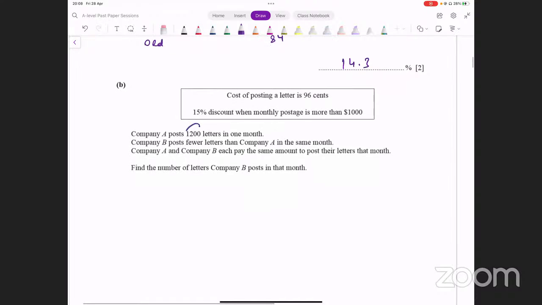Okay, we can easily find the cost of 1200 letters, right? 1200 into 0.96. What will be the total cost of company A? Let's evaluate this first of all. 1200 into 0.96, this turns out to be $1152. That's the cost for company A.